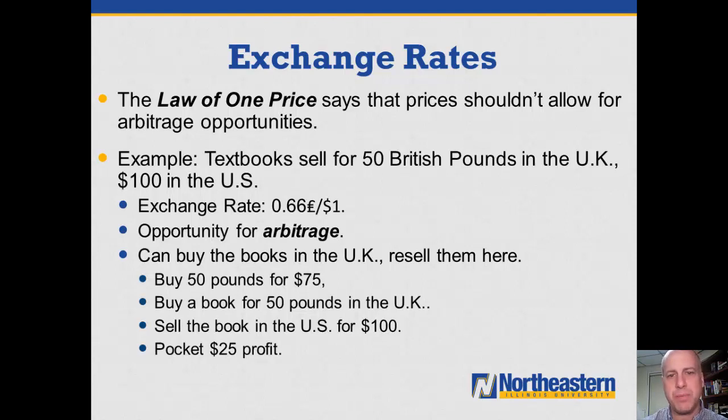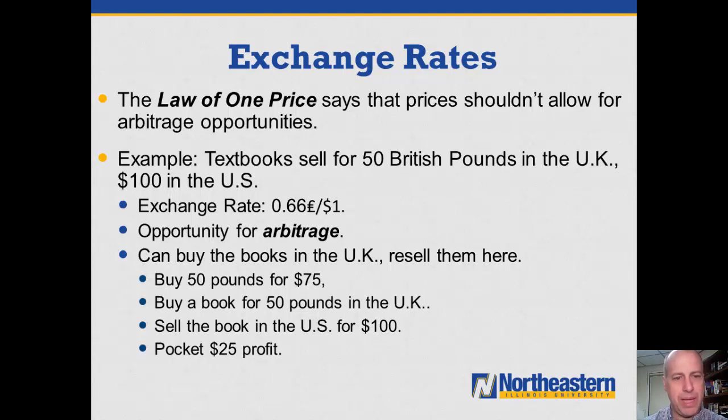For example, textbooks sell for 50 British pounds in the UK, say, or $100 in the United States, and let's say that the exchange rate is 0.66 pounds per dollar. That is, each dollar can buy 0.66 pounds. If the prices are different, as we expressed it before, then there's an opportunity for arbitrage. We can buy the books in the UK and resell them here in the United States.